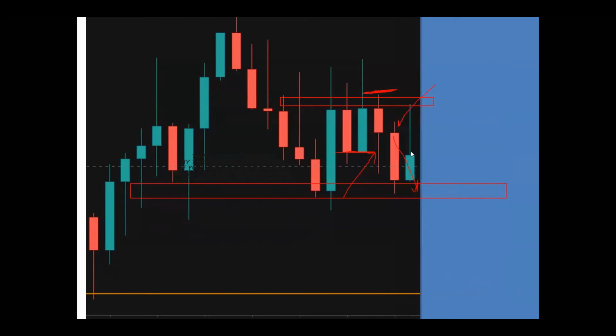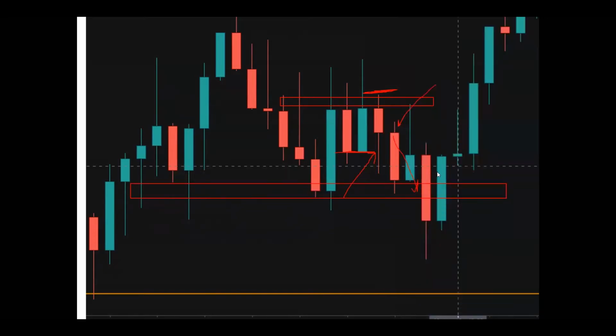Let's see what happens next. Still ranging. And then you had a little bit of a fake out, but eventually we started to move up. Always look to the top left corner. Yeah, exactly. So let's go through what happened when these candles started to move up.